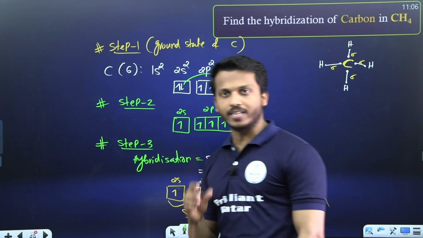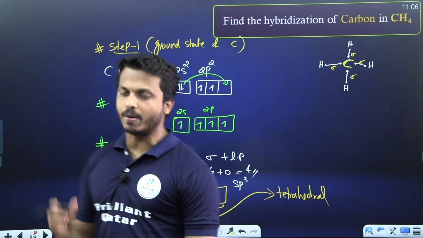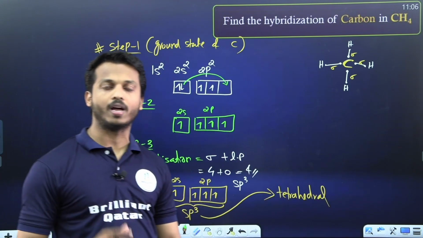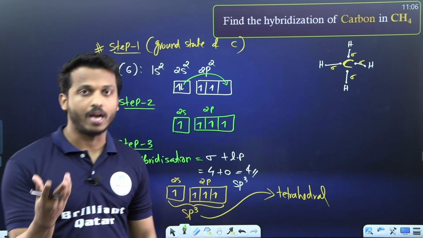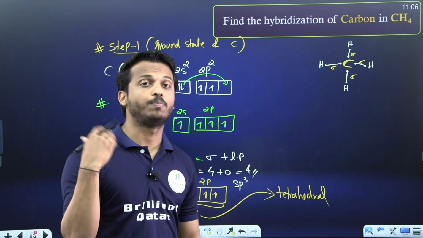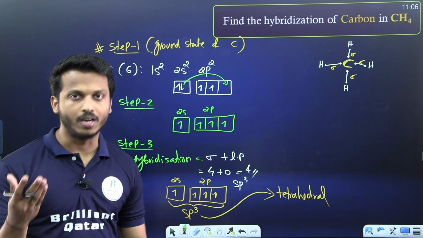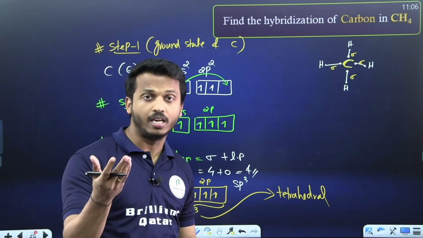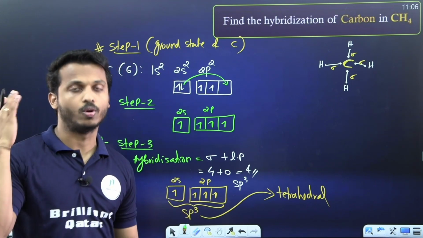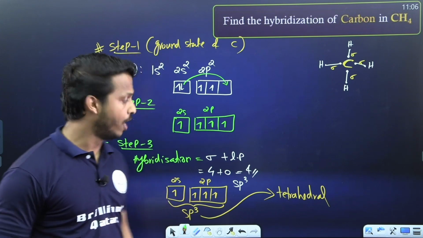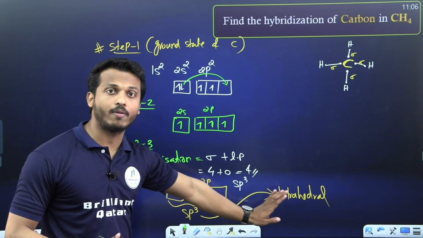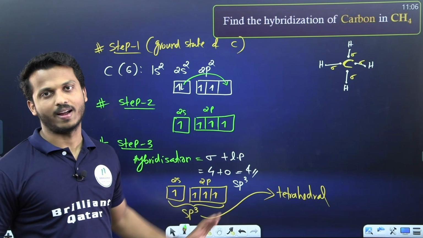Step 3 is hybridization. Hybridization is calculated by the sum of sigma bonds and lone pairs. If the sum is 2, sp hybridization. If it is 3, sp2. If it is 4, sp3. If it is 5, sp3d. If it is 6, sp3d2. Like that, you have to consider the hybridization. For the corresponding hybridization, we have a corresponding shape also, tetrahedral.